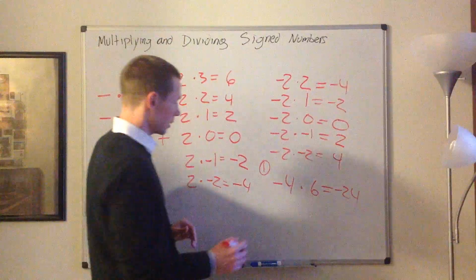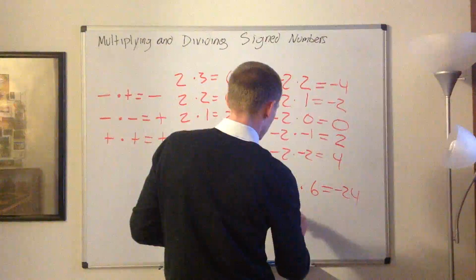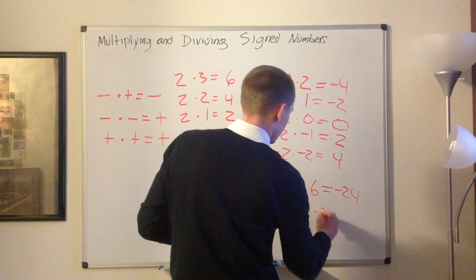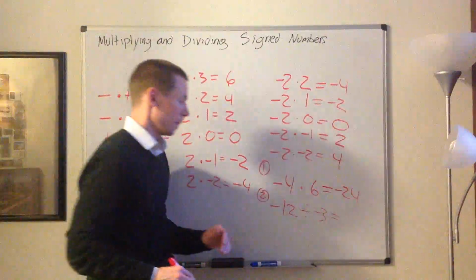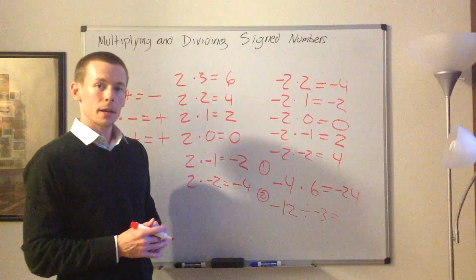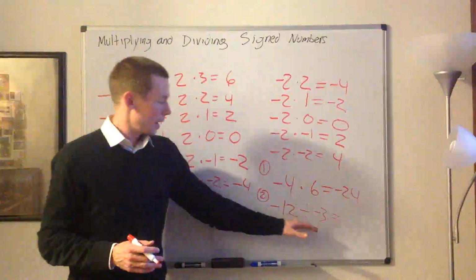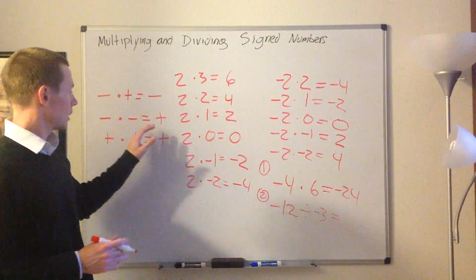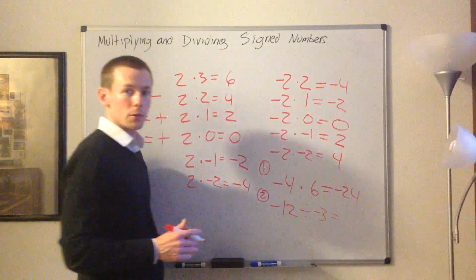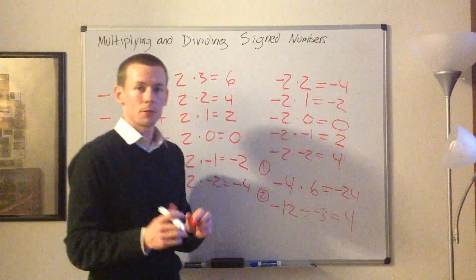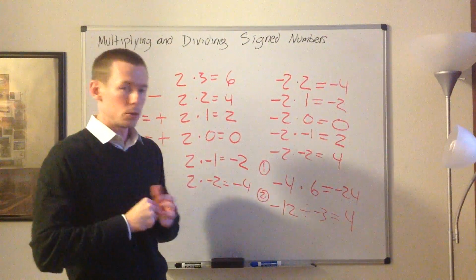Let's try division. Let's do -12 divided by -3. Give that a try. Well, a negative divided by a negative, just like a negative times a negative, is a positive. And 12 divided by 3 is 4, so it is +4. And that concludes this lesson.